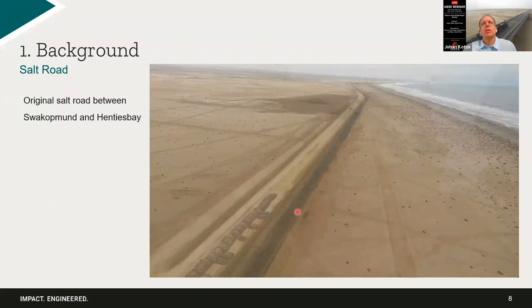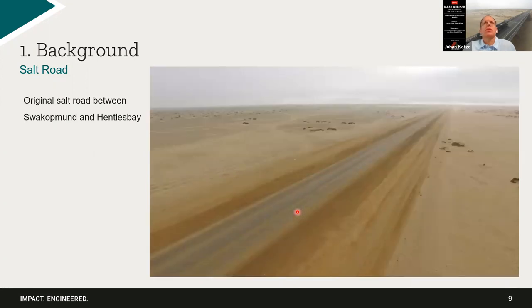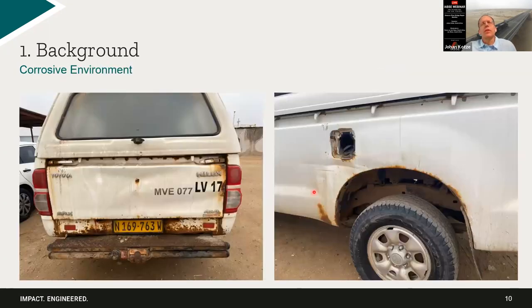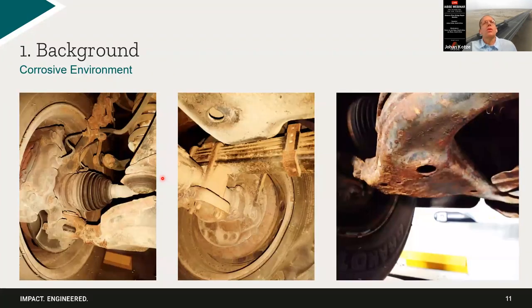And this is the road between Swakopmund and Entis Bay about 5 years ago. And just another photo of the salt road. Initially, if you come there, you won't think it's a salt road. It becomes black, like a tar road. With this environment, it's a very aggressive environment. Here is a photo of a pickup truck, and you'll see that after 3 years, it's severely corroded. Under the car, you can see a lot of corrosion, and cars don't last very long in that environment.